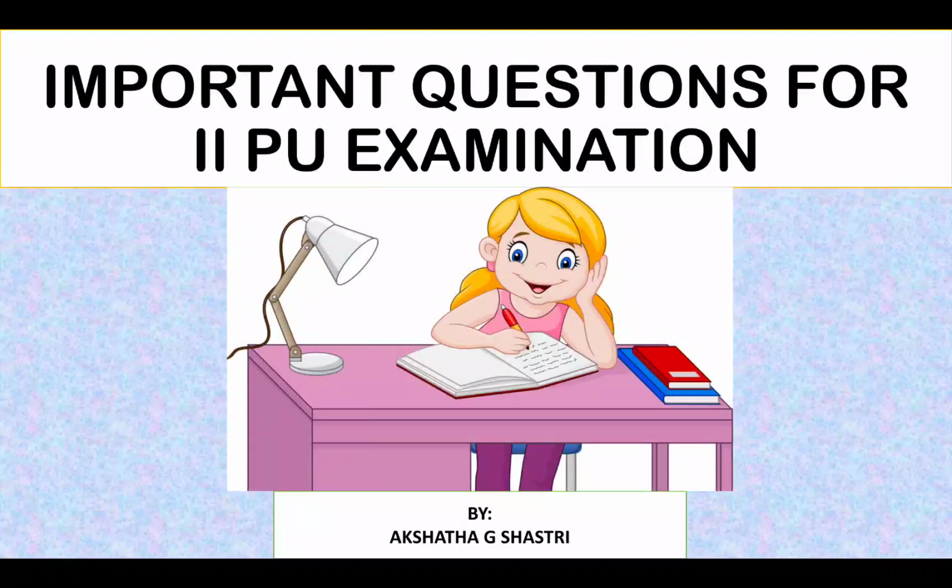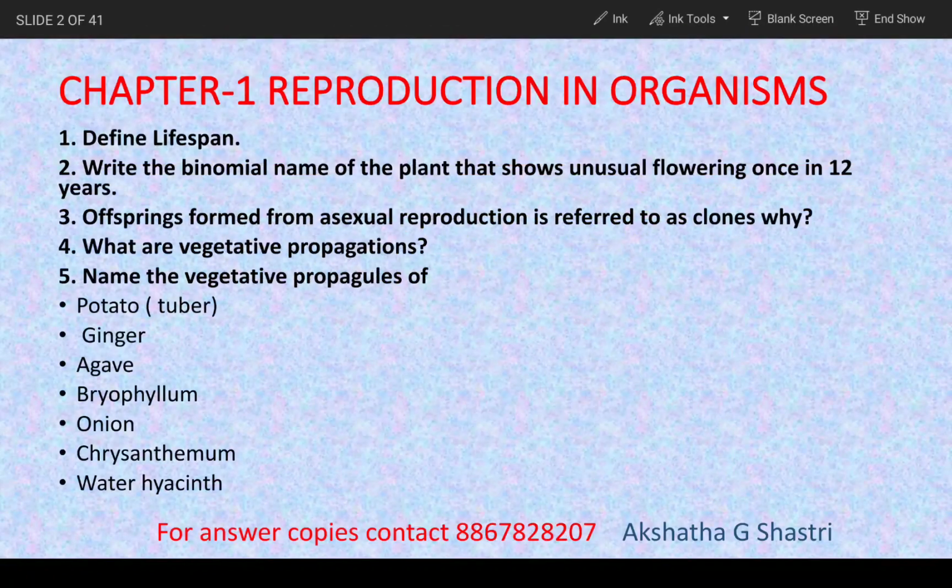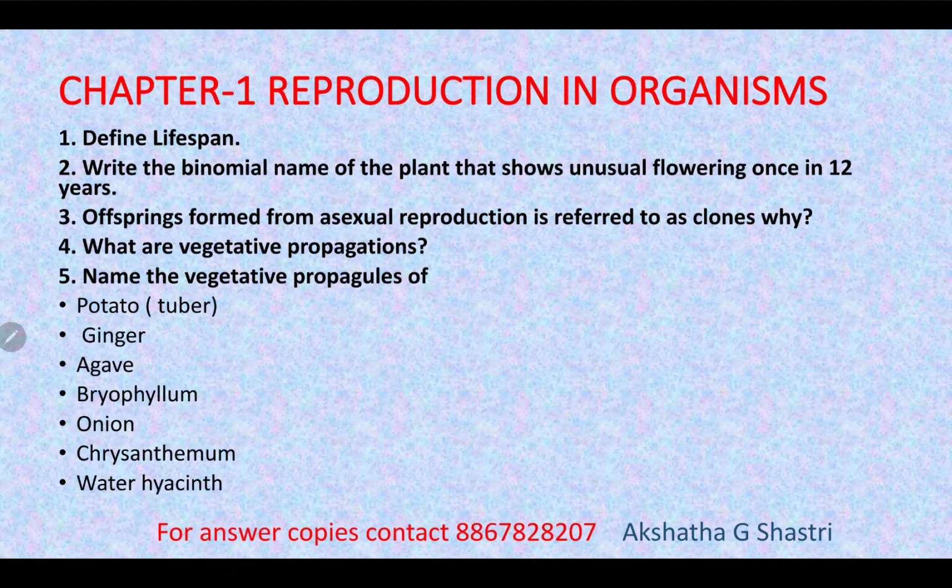Today I am going to share some important questions for your second PUC annual examination. So let us start from the first chapter, Reproduction in Organisms. The questions may be expected like this: define lifespan and write the binomial name of the plant that shows unusual flowering once in 12 years.